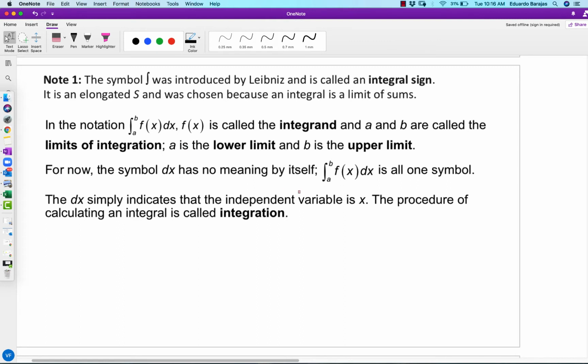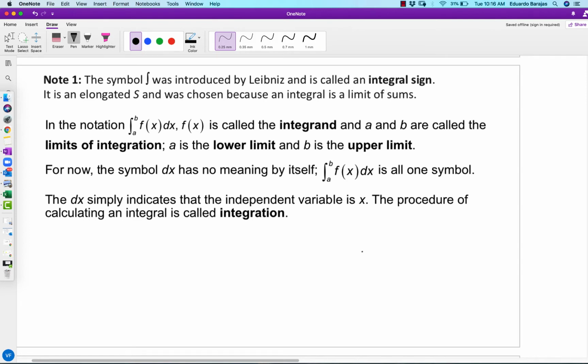And for now the dx has no meaning itself. We'll revisit that in the future. Remember that this whole thing, you should think of it as one big sign. It needs to be together. You cannot have a situation where you don't have the dx there. It has to be there. And likewise, you have to put it in this order, the way it is, when you write it.